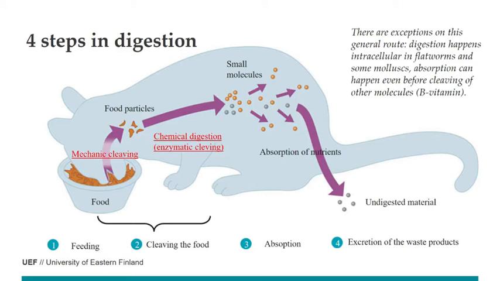But there are also some exceptions to this general rule. In some cases, the digestion happens inside the cells, in flatworms and mollusks. And we have also learned in the previous video that absorption can even happen before the cleaving of the material. So in ruminants, like these cows, they first have fermentation, and part of that produces B vitamins, and that is absorbed quite early.